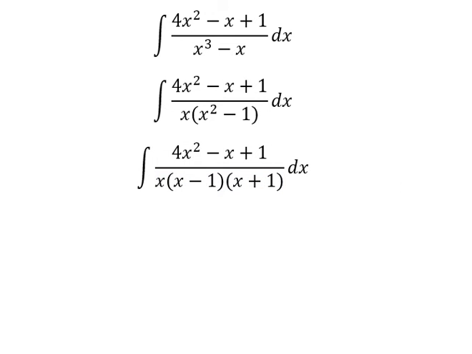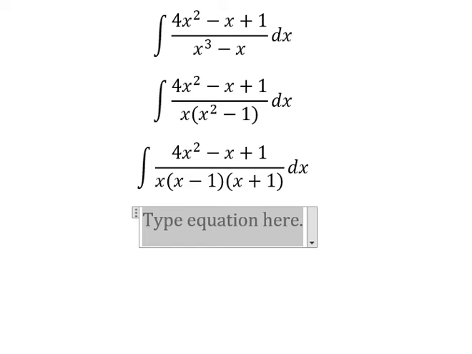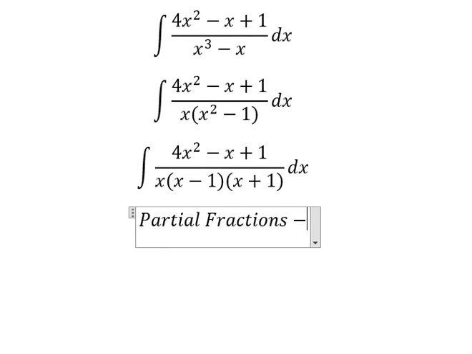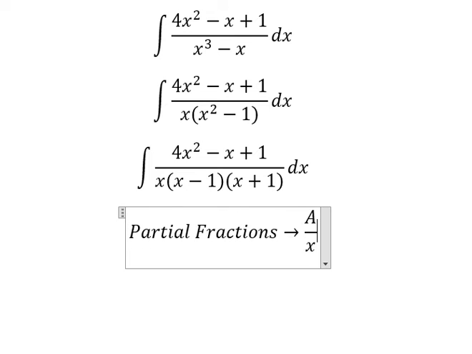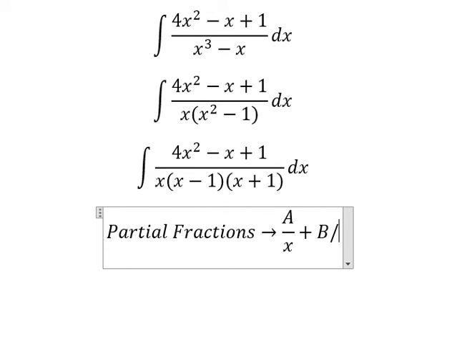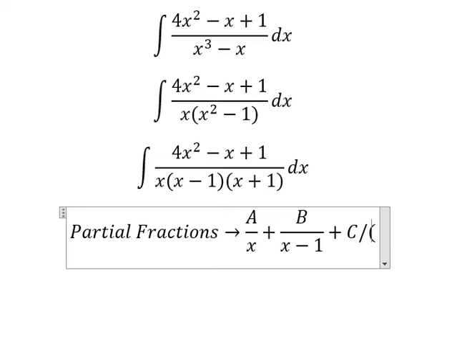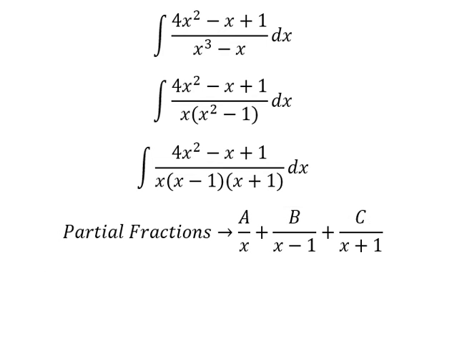Next, we need to use partial fractions. So I need to put capital A over S, capital B over S minus 1, and capital C over S plus 1. Now we do common denominator.